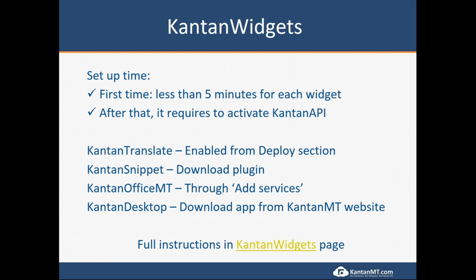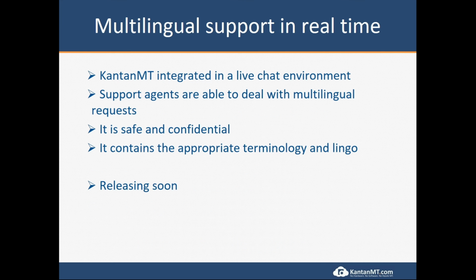The Kantan snippet is a download plugin. Kantan Office MT, as I mentioned, can be included or added through add-ins. And Kantan Desktop is just a download app that you can download from the KantanMT website. We have full instructions on our website, but if anybody wants anything else or has any questions, please let us know after this presentation, and we'll be delighted to point you to the right documentation, okay?